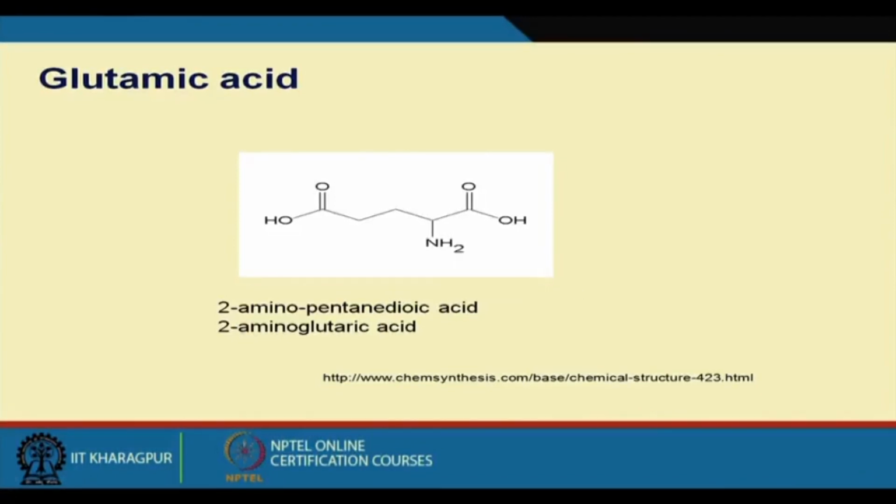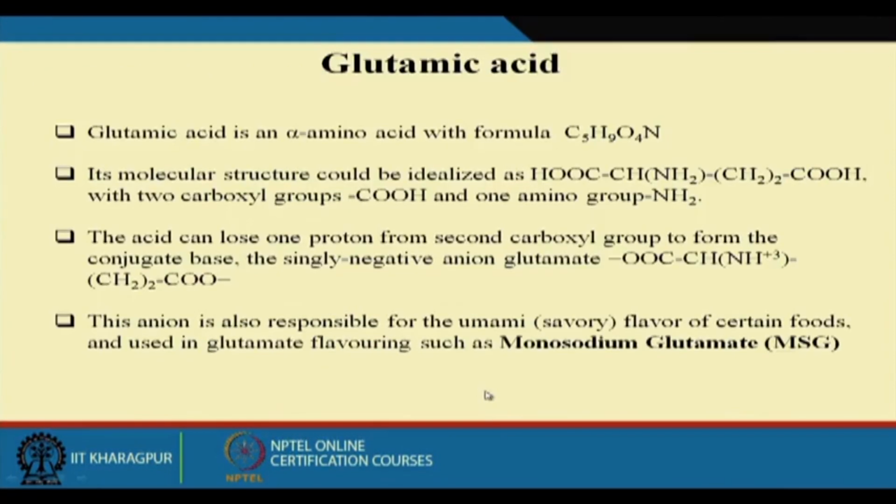Now let me give a little bit of introduction to glutamic acid, because glutamic acid is considered as 2-aminopentanoic acid or 2-aminoglutaric acid. It can be either of these ways. We can see that it has this amino group. We know all the amino acids have the amino group and the carboxylic acid group, plus we have CH2 and COOH. So glutamic acid is the alpha amino acid with this formula.